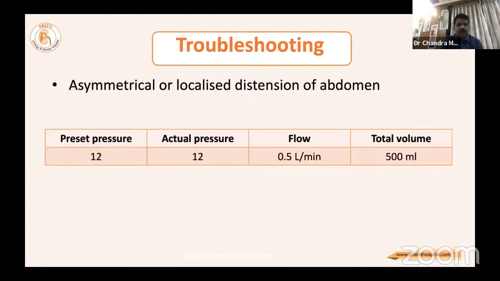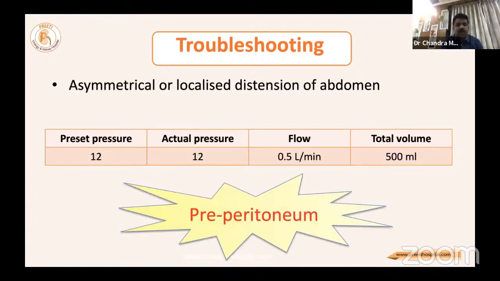Next, 12 pressure, but flow is very low. Already 500 ml has gone pre-peritoneum. Imagine, in the pre-peritoneum you can never accommodate more than 1 liter. If the total volume is not more than 500 ml and the pressure has already reached, that means you are pre-peritoneum. Instead of IVC, instead of bowel, instead of liver, you think of pre-peritoneum, because most of the times you will end up in the pre-peritoneum.